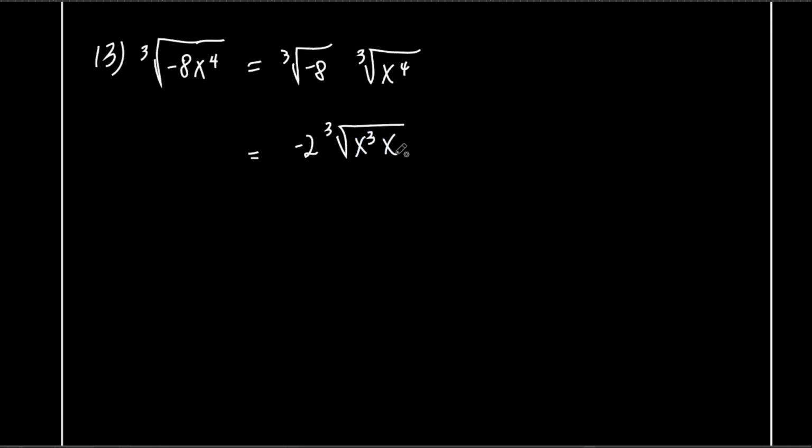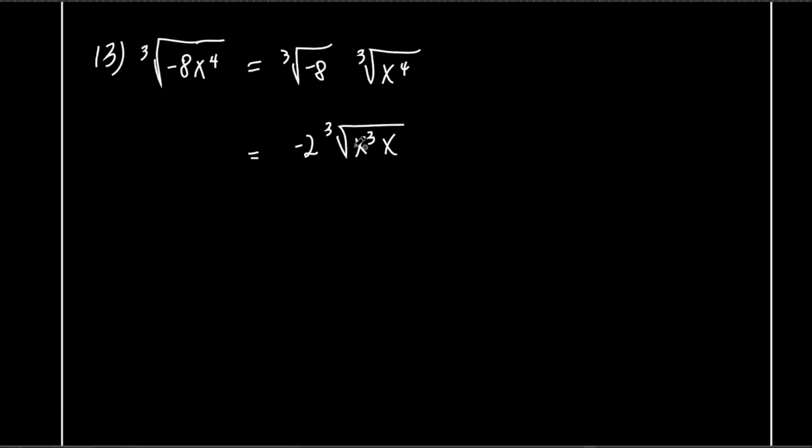X cubed times x. Now, why in the world? I don't know why it keeps putting that anchor thing there. It bugs me. Sometimes it does, sometimes it doesn't. I don't know what I do to make it do that. Why in the world did I do this? Because I wanted this cube root to cancel out with this cubed. Does that make sense? Okay, that's why I wrote it like that.